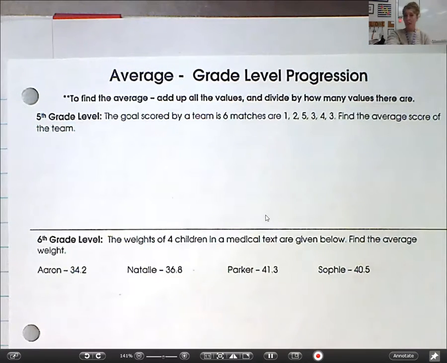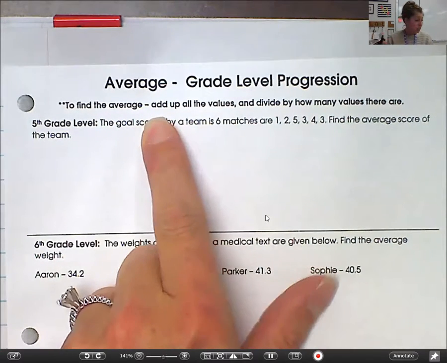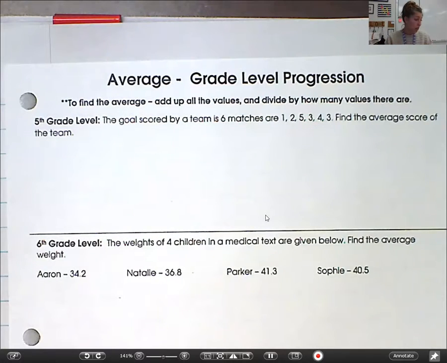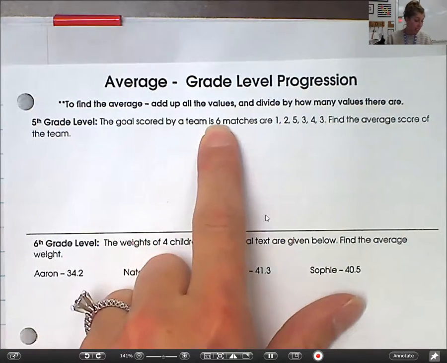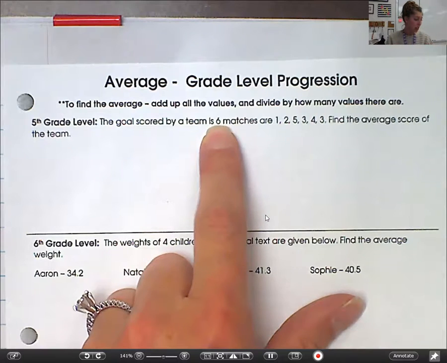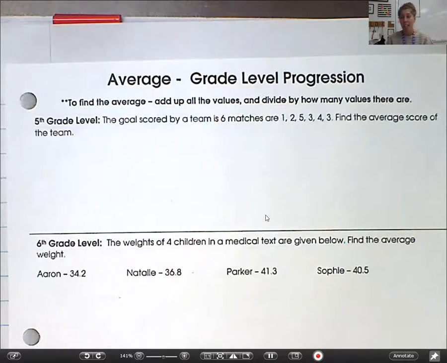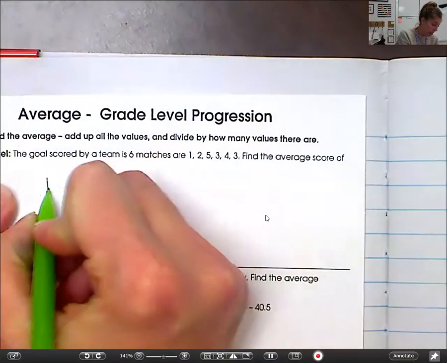So, refresher: to find the average of something, you're going to add them all up, divide by how many values there are, and then you'll have the average. So for 5th grade, it says the goals scored by a team in 6 matches are 1, 2, 5, 3, 4, and 3. Find the average score of the team. So again, I'm going to find the average of this set of data. Cool. I'm going to add all of those values together.